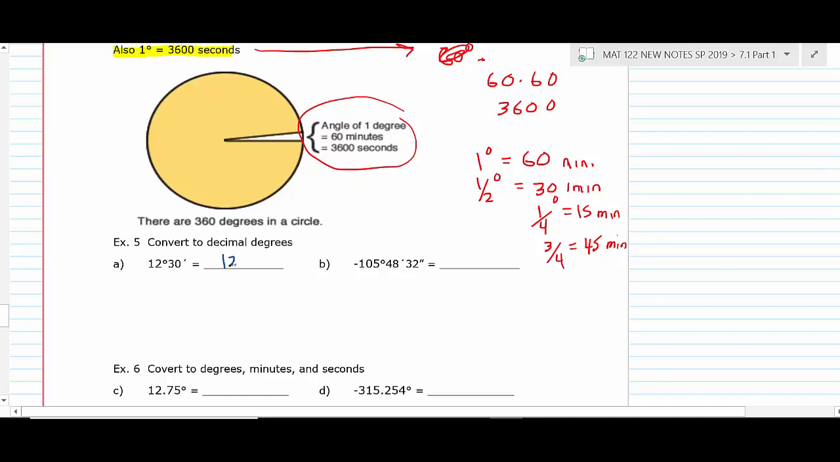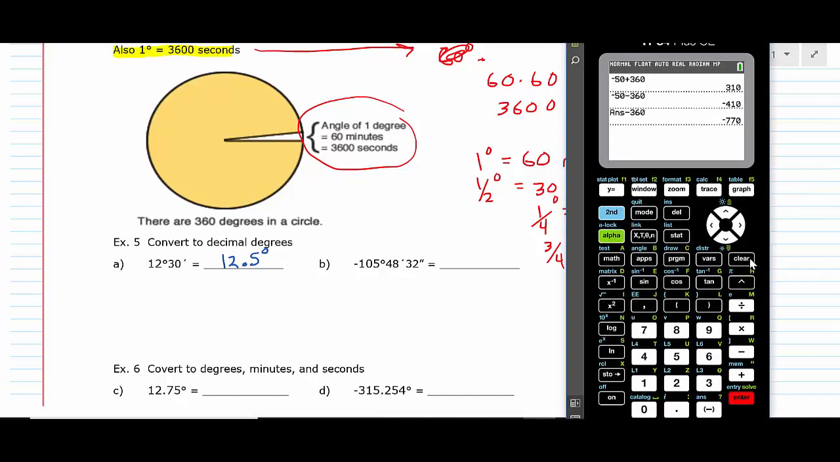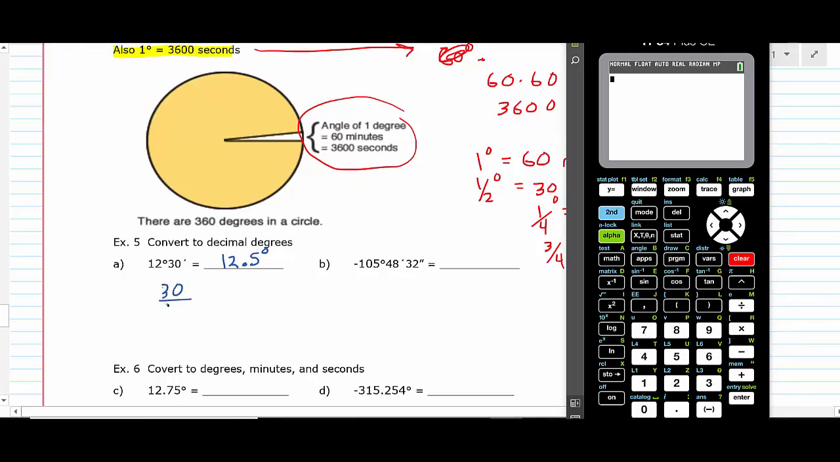So the answer to that is 12.5 degrees. Now you're going to do most of this on your calculator, and you'll have to use your calculator for a lot of this, otherwise it'd be tremendously big, long division problems. So what you do is take the 30 and divide it by 60, because there's 60 minutes in a degree. On your calculator, you can go 12 degrees plus 30/60ths of another degree. So you can just go 12 plus 30 over 60. Obviously, you can do this one in your head, but you can use that methodology to get this every time.